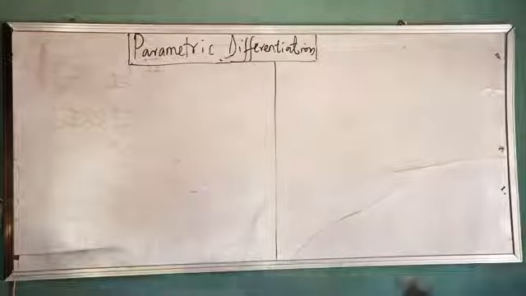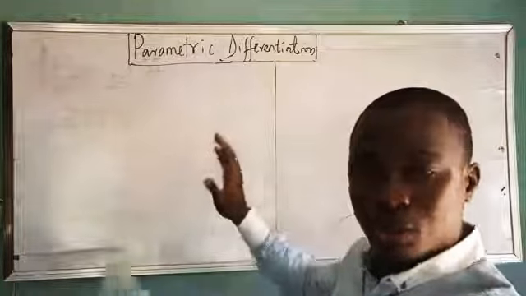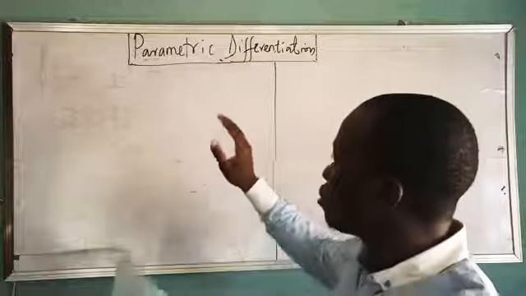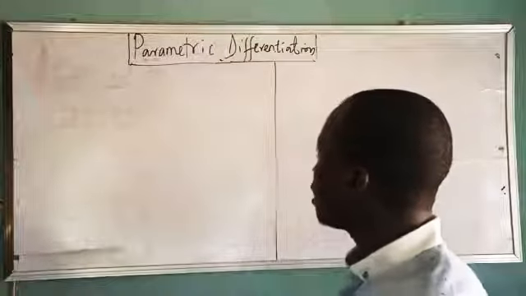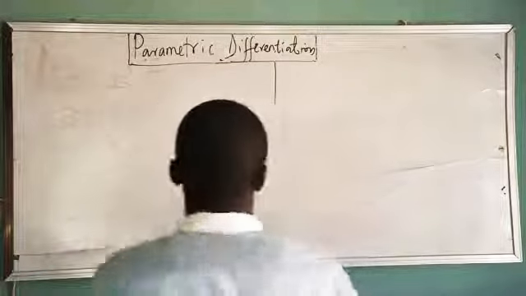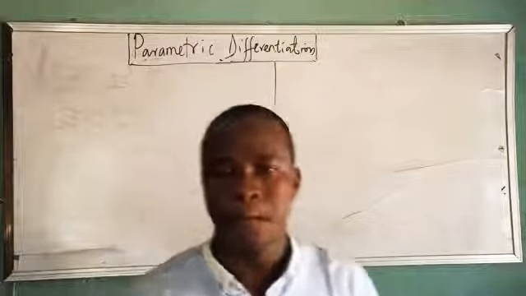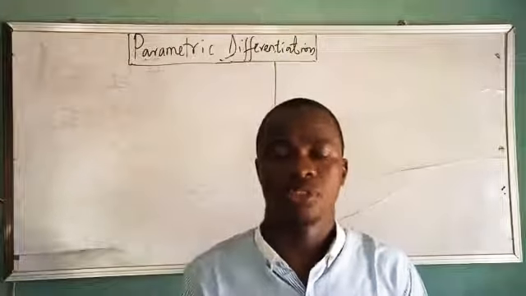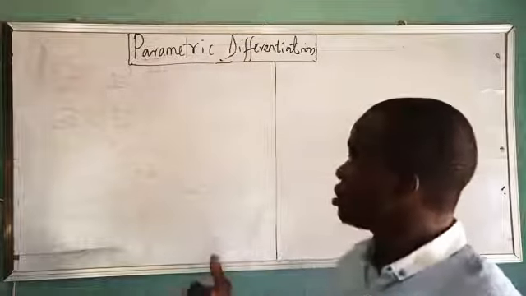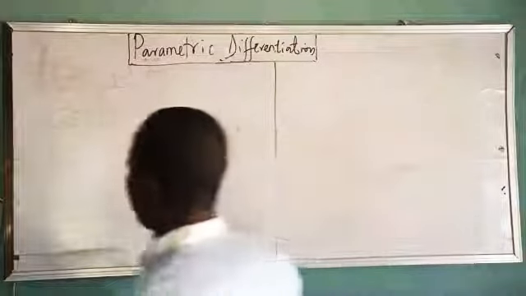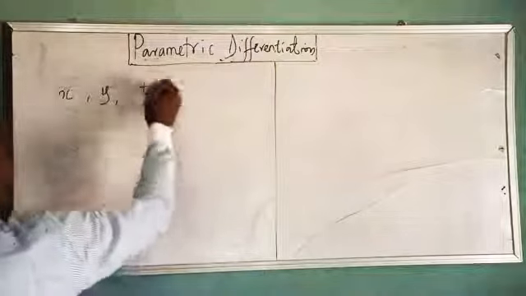So as I said earlier, I said parametric differentiation, so that is what we are going to look at today. So we are looking into what we mean by parametric differentiation. Parametric differentiation is another part of differentiation, you understand? Which involves three variables. That is, let's say we have variable x, variable y, and t.